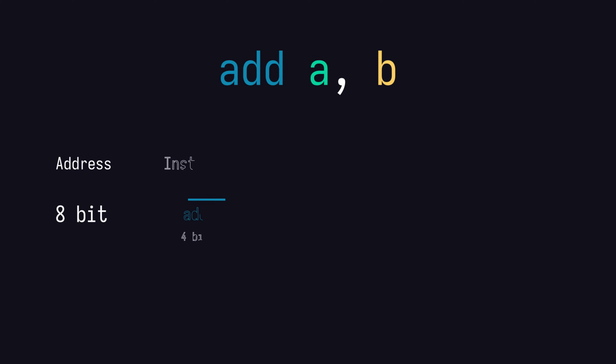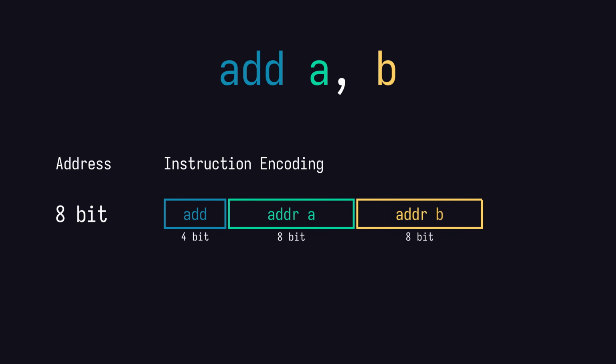that this is an add instruction. Maybe 4 bits are enough for that. And then we'd need 8 bits each to store the address of the a and b operands. This leaves us with a total of 20 bits that we need per instruction. But 8-bit addresses really don't give us a lot to work with. That's just 256 bytes worth of memory that we can address.